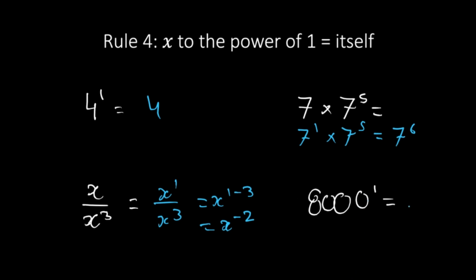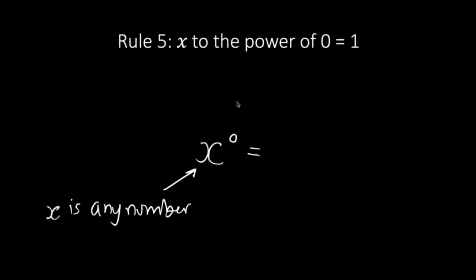8,000 to the power of 1 is 8,000. Any number to the power of 1 is the number without the power. Okay, you basically don't need to write this down. Rule number 5: x to the power of 0 is 1. I think this is the simplest rule we have in this video. Okay, so any number to the power of 0 is always 1.